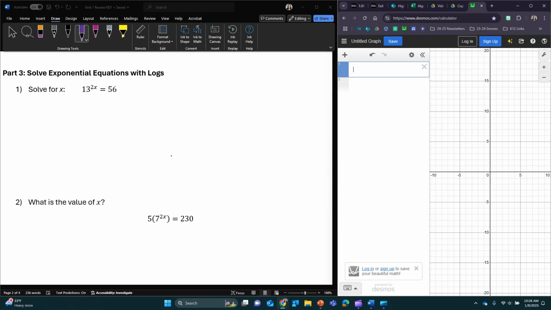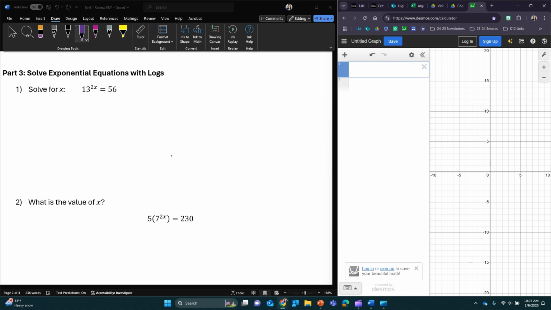So now I'm going to go over the questions that are in part three of the test review. In this part, we're going to be solving exponential equations with logarithms. So remember, the key here is we want to isolate the exponential term and then use a common log or natural log to go ahead and take that exponent and bring it down in front so that we can then solve for the value of x using our calculator.